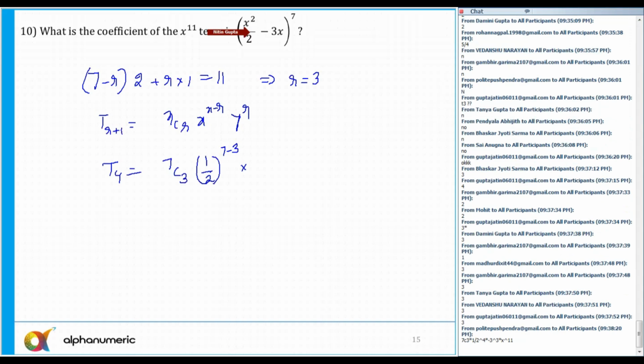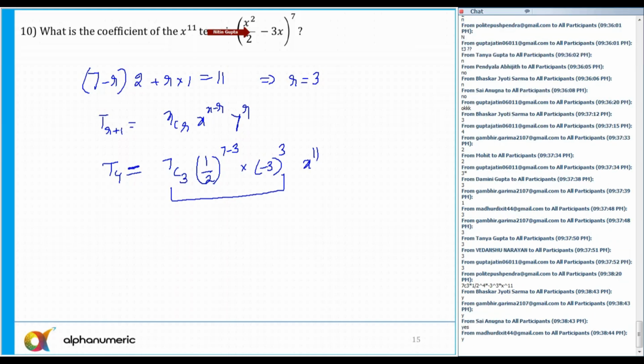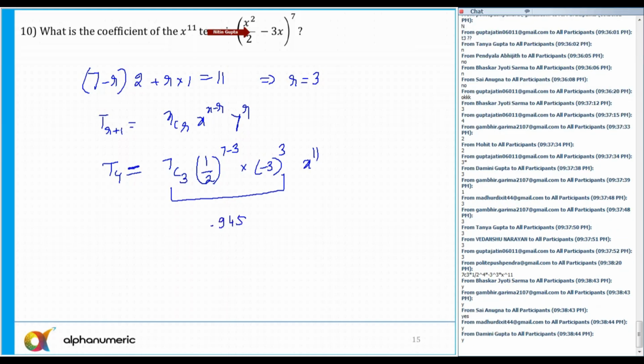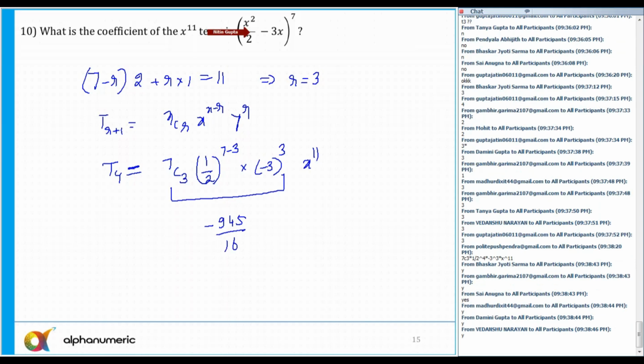Y is equal to minus 3. Minus 3x, so neglect the power x here. Minus 3 raised to power how much? That is 3. And into x raised to power 11 I'll get. Okay, so this is the answer. Just solve this and you'll get the answer. Any doubt? Can I move to the next question? Please tell me. The final answer I'm writing is minus 945 by 16 into x raised to power 11. Yeah, I got it. This is the answer.